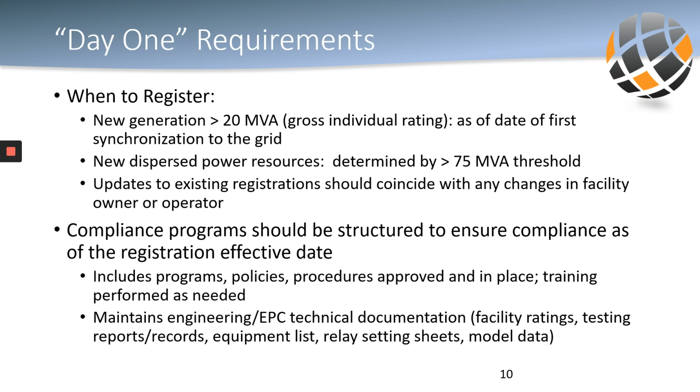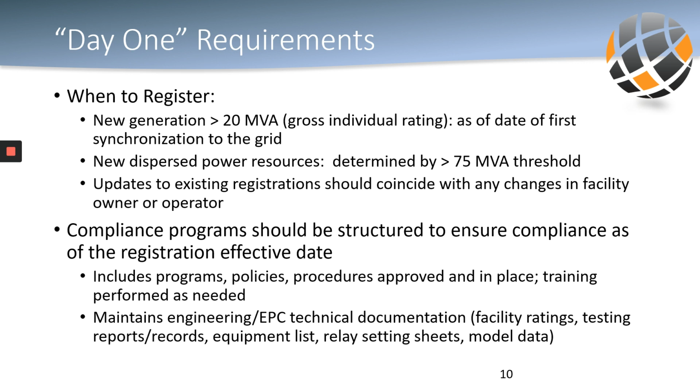For new generation facilities whose individual rating exceeds 20 MVA, the registration date will typically align with the generator's initial synchronization to the grid. For new dispersed power producing resources like wind and solar, the generator owner and operator should factor the 75 MVA threshold into the project schedule. For example, based on whether the project is being developed in phases or when the facility has the capability to energize at greater than 75 MVA.